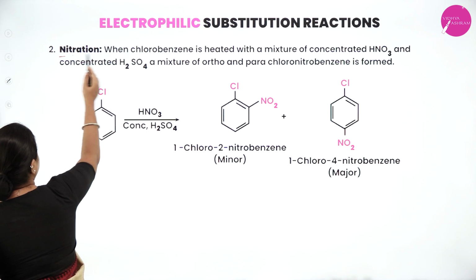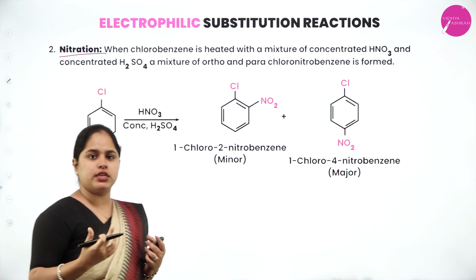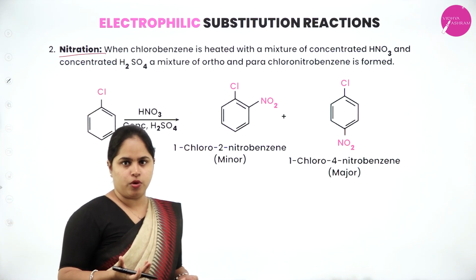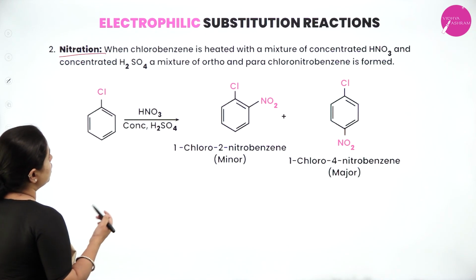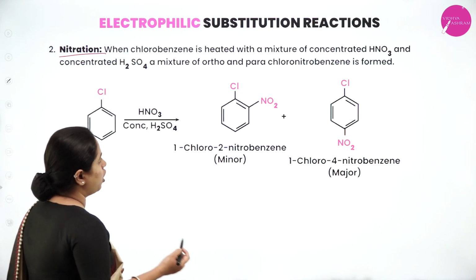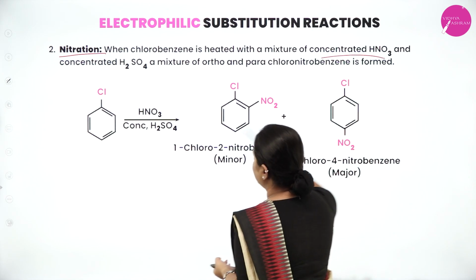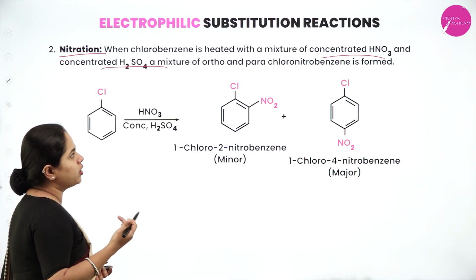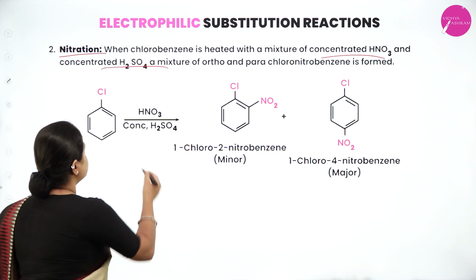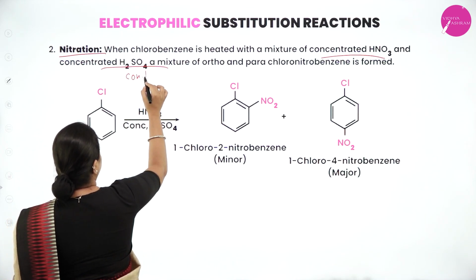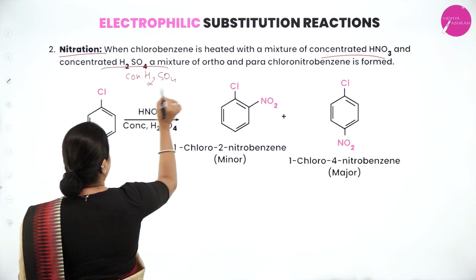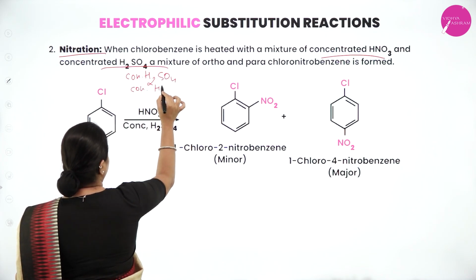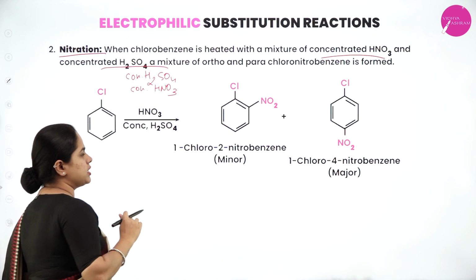Next one is nitration. So from here itself you can tell me what is nitration. We are going to add a nitro group in the ortho and para position. So when chlorobenzene is heated with a mixture of concentrated nitric acid and concentrated H2SO4, a mixture of ortho and para chloronitrobenzene is obtained.